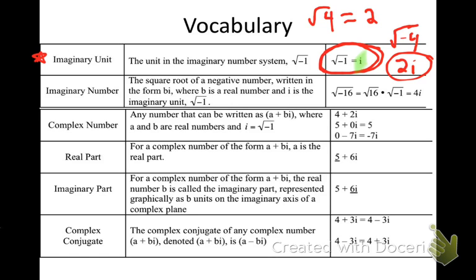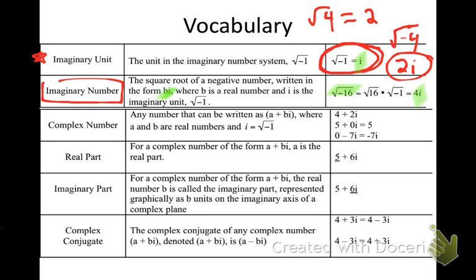Again, here's another example, an imaginary number. The imaginary number is the square root of a negative number, written in the form bi. We'll talk about that in a bit, where b is a number and i is the imaginary unit. For example, the square root of -16 is 4i. Why do I get 4i? Square root of 16 is 4. Square root of a negative is i. I get 4i. That's all it's going to be today.